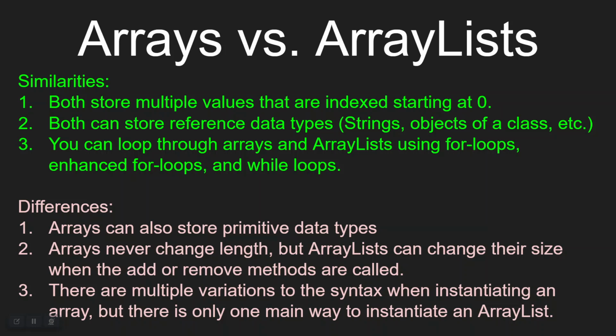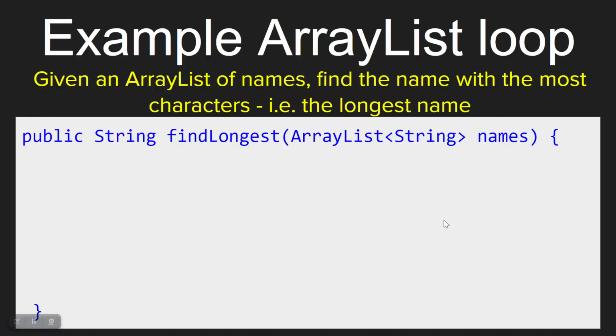And you can loop through arrays and array lists using for loops, enhanced for loops, as well as while loops. But there are a couple of key differences to keep in mind. Arrays can also store primitive data types, whereas array lists can only store reference data types. Arrays never change length, but array lists can change their size when the add or remove methods are called. And that's going to cause us some extra concern with this lesson when we start to loop through and we start to add or remove. And then finally, there are multiple variations to the syntax when instantiating an array, but there's really only one main way to instantiate an array list. So there are definitely some differences as well.